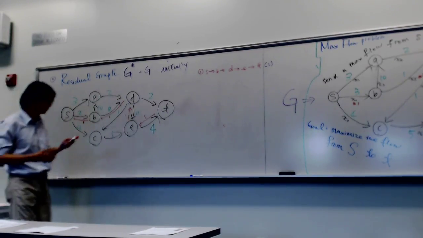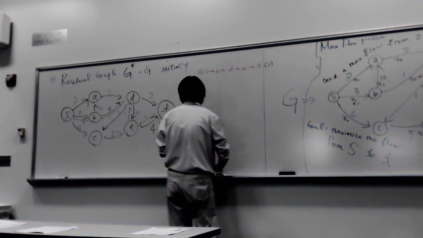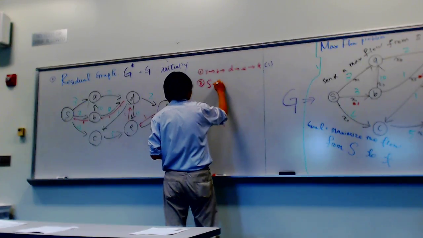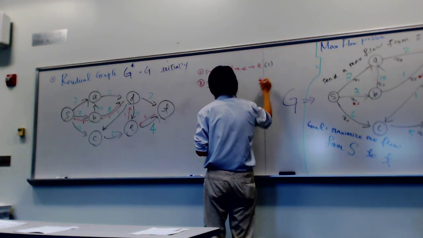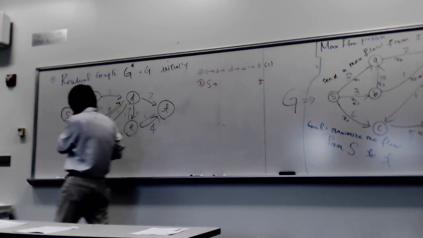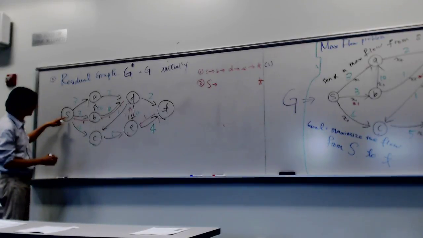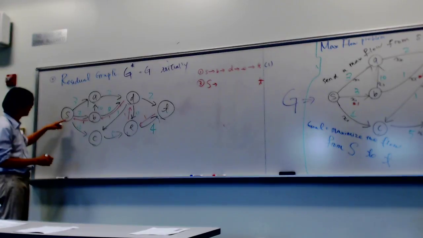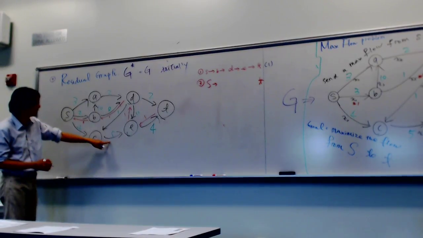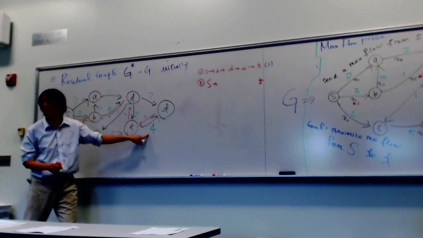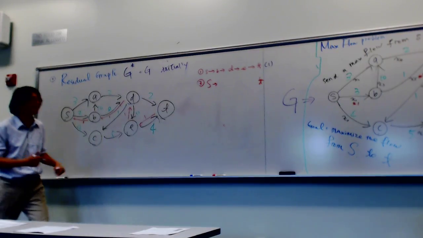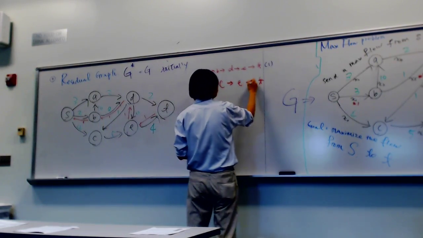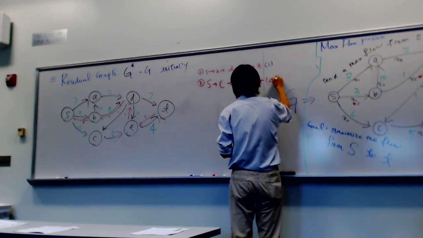What's the next path that you want to try? Just call out something. So this must be coming from S, right, to T. So let's try something bigger. One is kind of pathetic and it's going to take us forever. So 4 looks good. 5, 4. That's good. So C to E to T, that will give us 4, right?